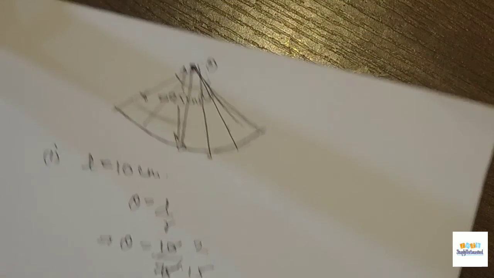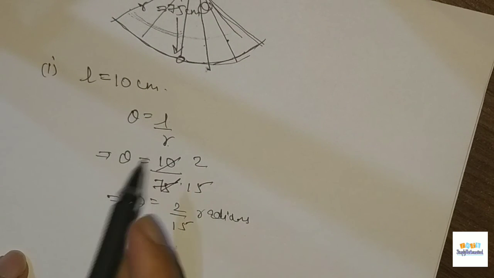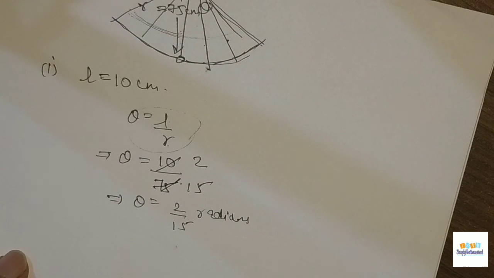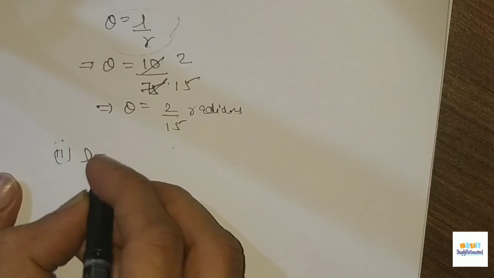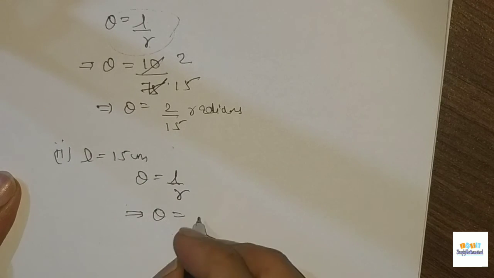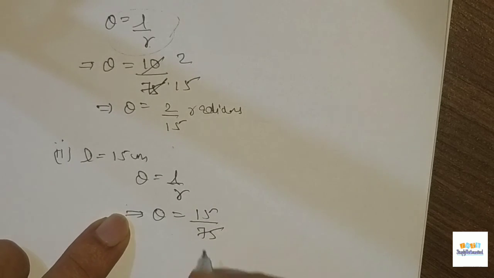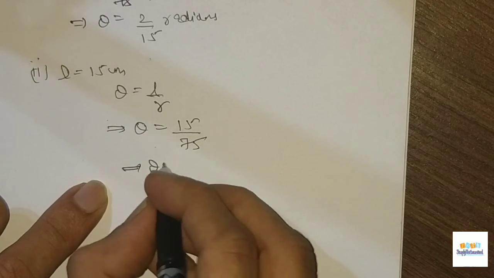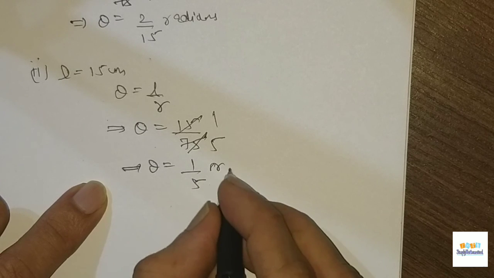We don't need to convert anything because both L and R are in the same unit, centimeter, and theta, by the formula, always comes out in radians, because the formula is for radians. Now the second, L is given as 15 centimeter. So theta equals L by R, which is 15 by 75. 15 1s are 15, 15 5s are 75. So 1 by 5 radians.